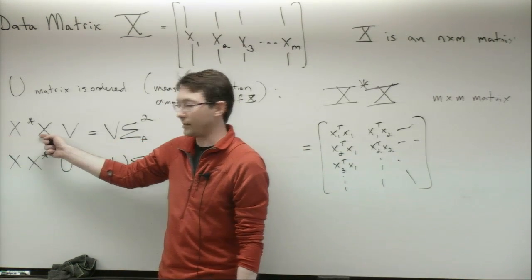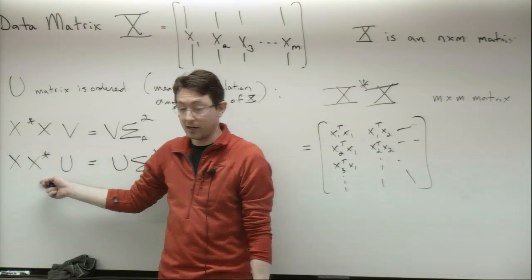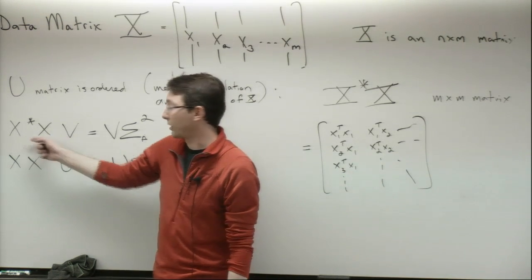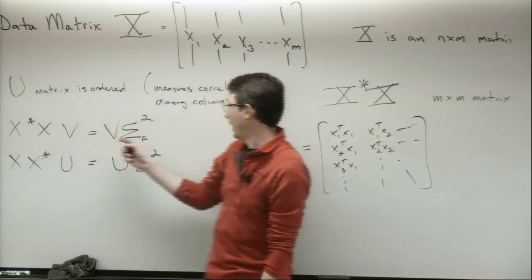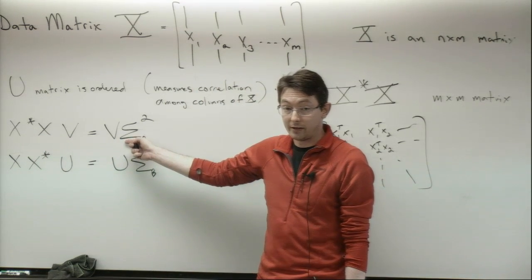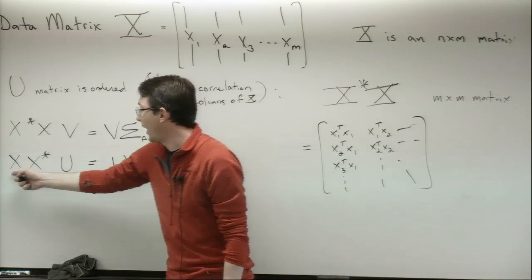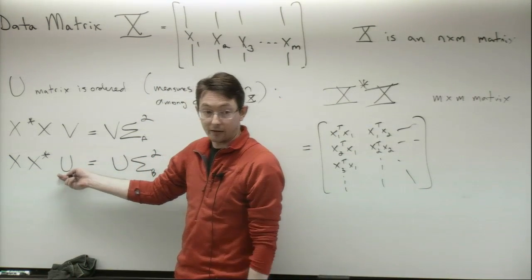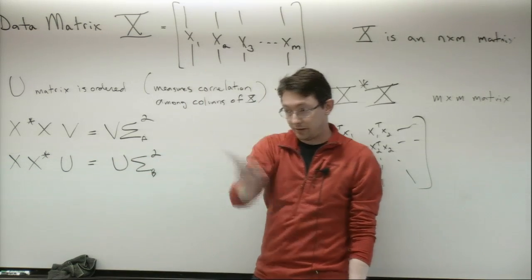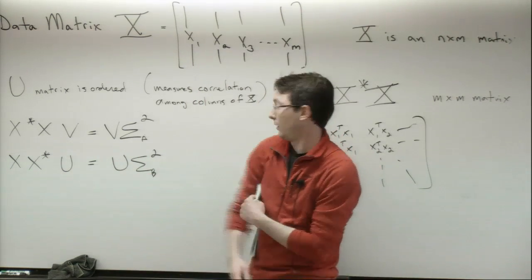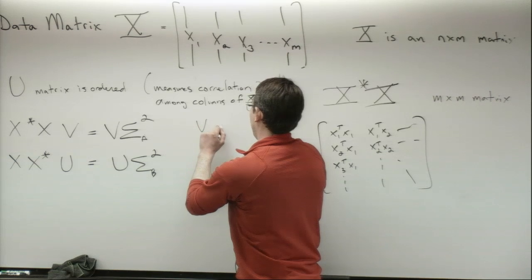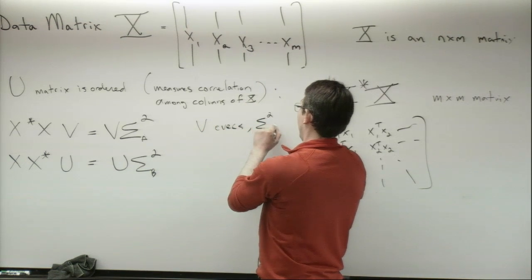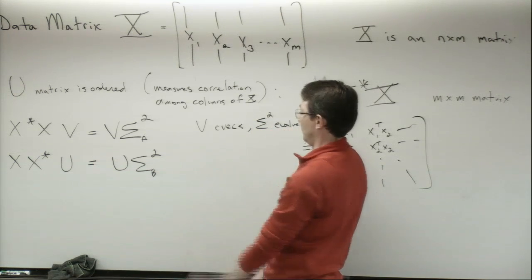Okay, X star X is a big matrix. X X star is another big matrix. V are eigenvectors of X star X, and sigma is a diagonal matrix of eigenvalues. Similarly for X X star, which is a much bigger, maybe a million by million matrix, U are the eigenvectors, and sigmas are the diagonal of eigenvalues. Okay? So V are eigenvectors, and sigma squared are eigenvalues, and similarly here.